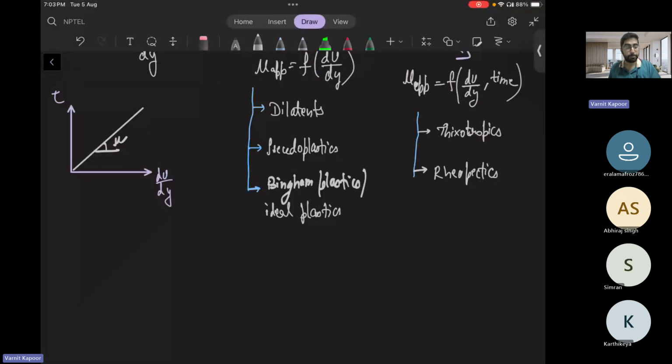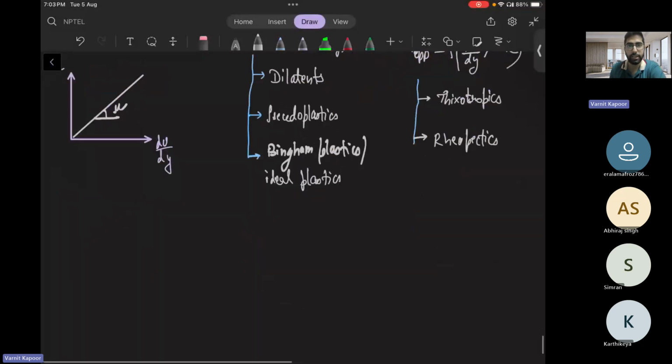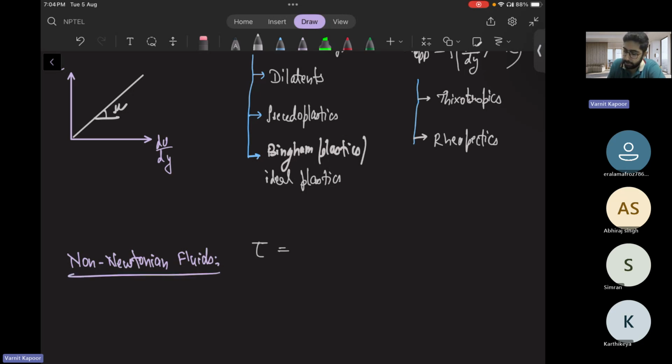Okay, so I was saying that non-Newtonian fluids are those that do not follow Newton's law of viscosity. They follow some other law for the relation between shear stress and velocity gradient. So let us generalize that. For non-Newtonian fluids, the shear stress is, suppose, B plus K times the velocity gradient du by dy to the power of n. Let us say it is general.